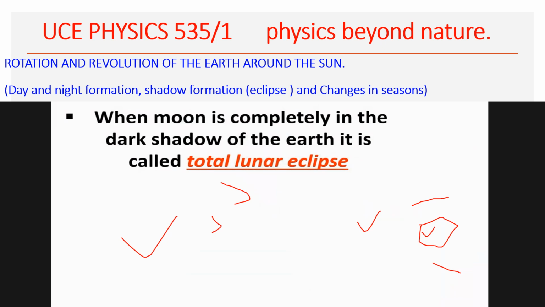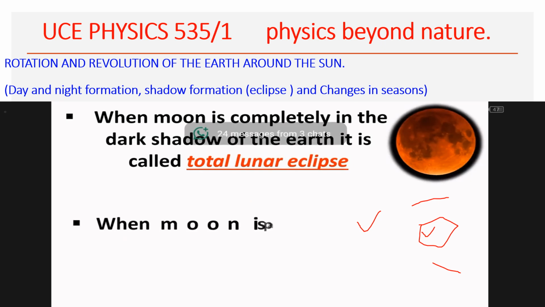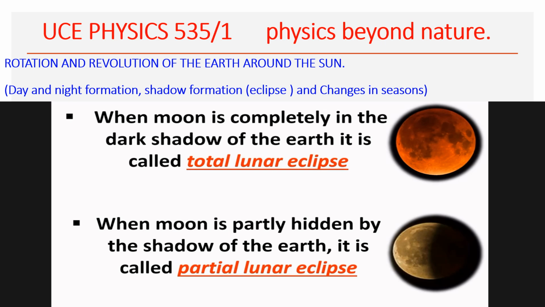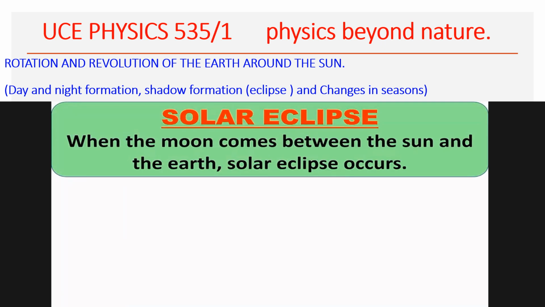When the Moon is completely in the dark shadow of the Earth, it is called a total eclipse. There's total darkness on the Moon due to the light being stopped from casting itself on the Moon. When the Moon is partly hidden by the shadow of the Earth, it is called partial. So you can see part of the Moon is dark and the other side is not dark. Solar eclipse. When the Moon comes between the Sun and the Earth, a solar eclipse occurs.